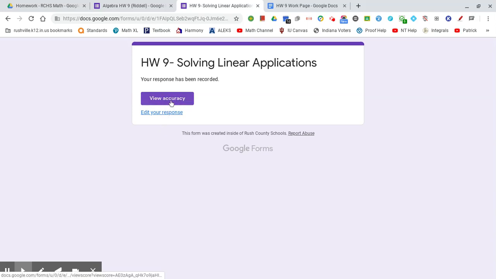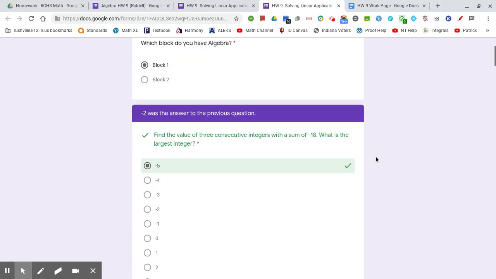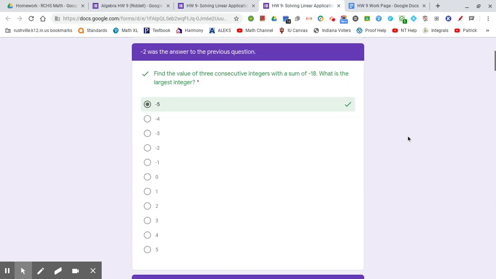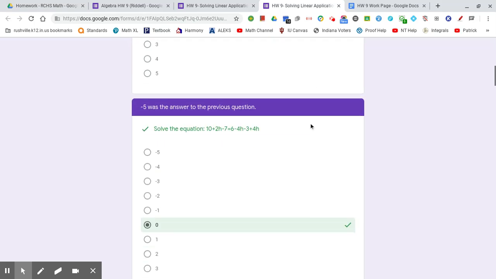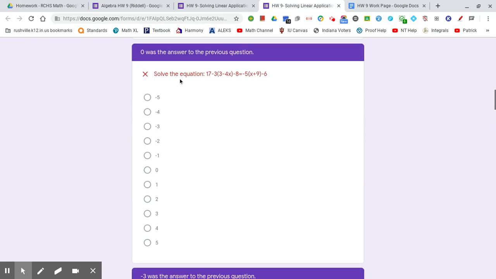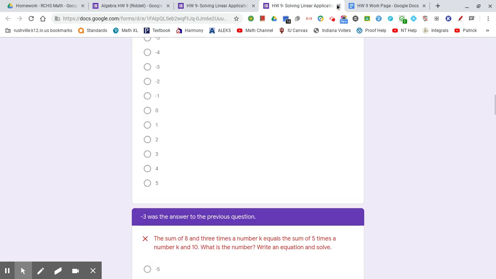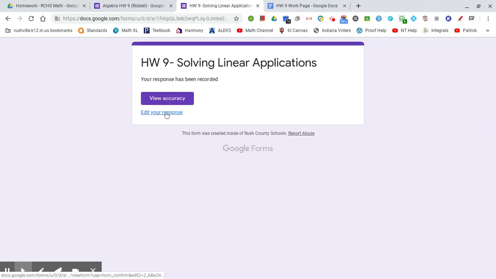Another option is at this screen, you can click View Accuracy. If I click View Accuracy, notice that the first question, what block, is not graded. That's not important, only to help us sort your responses. But for the first question, notice that it is in green, which tells me that I did get the correct answer. This one, I also got the correct answer. But everything else that I did not answer is showing up as red, telling me that I was incorrect on those. Then I just click off of this and go to edit my response, and I'm back to where I was before.